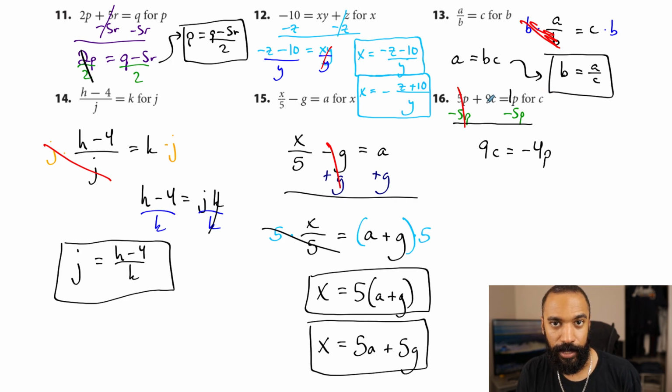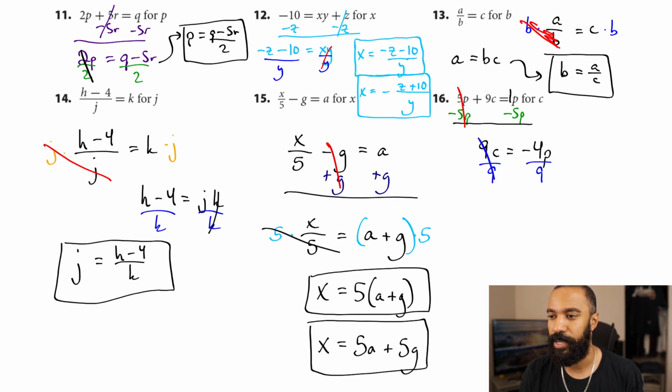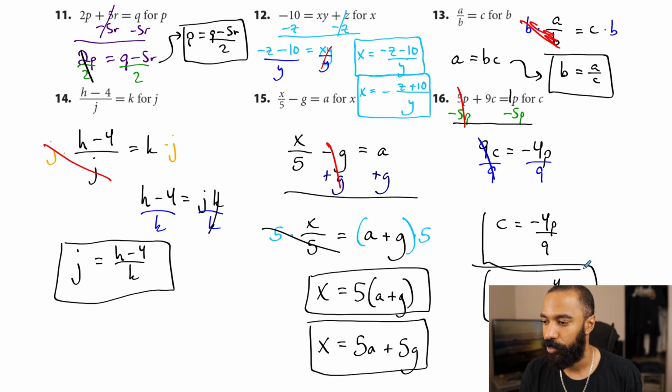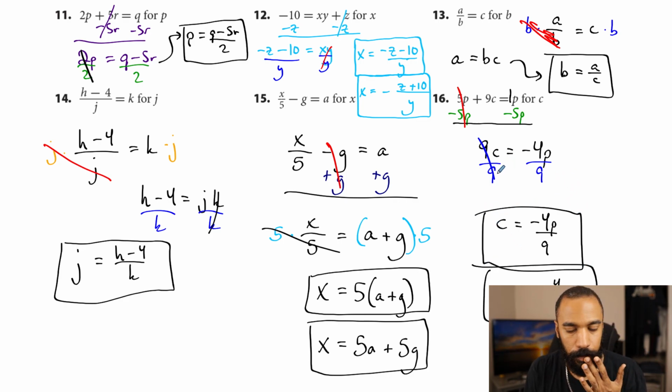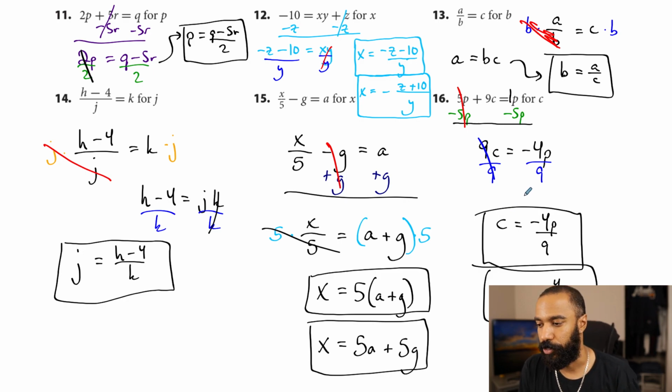We want to get c by itself. That's why I did the subtraction. 9 is multiplying with c. So my very last step, my very last problem, I'm going to go ahead and divide by 9. And we are going to be getting here c equals negative 4p over 9. You also might see it as negative 4/9 p, something like that. Either one seems to work out. I'm good with it. Any of those answers can work there.